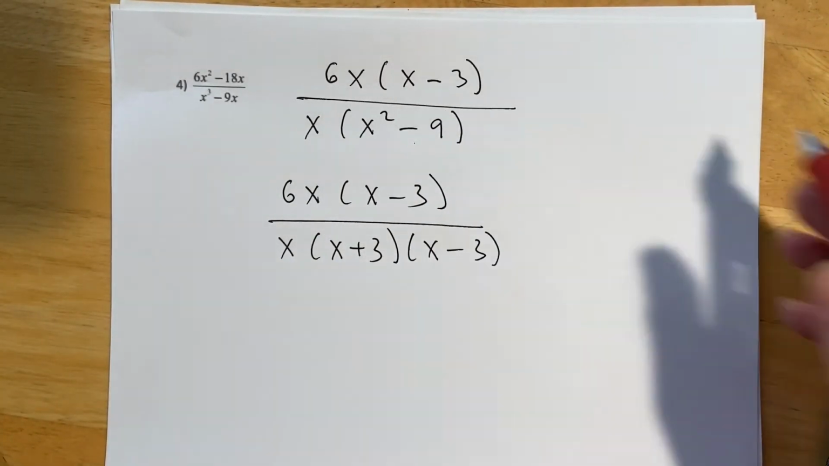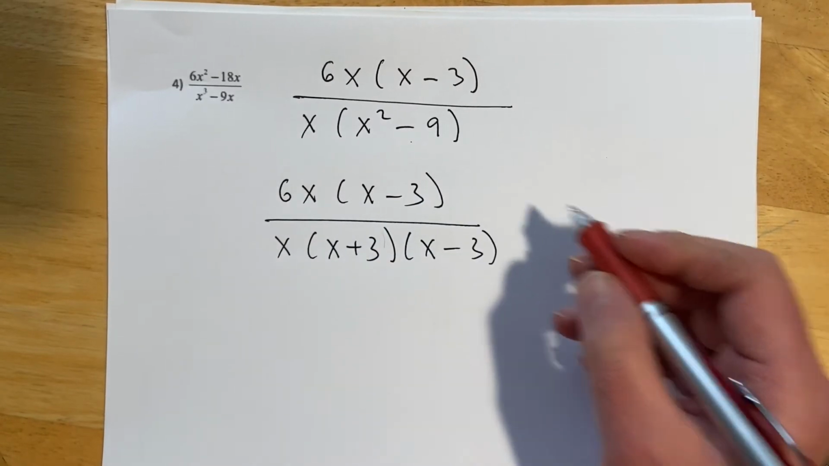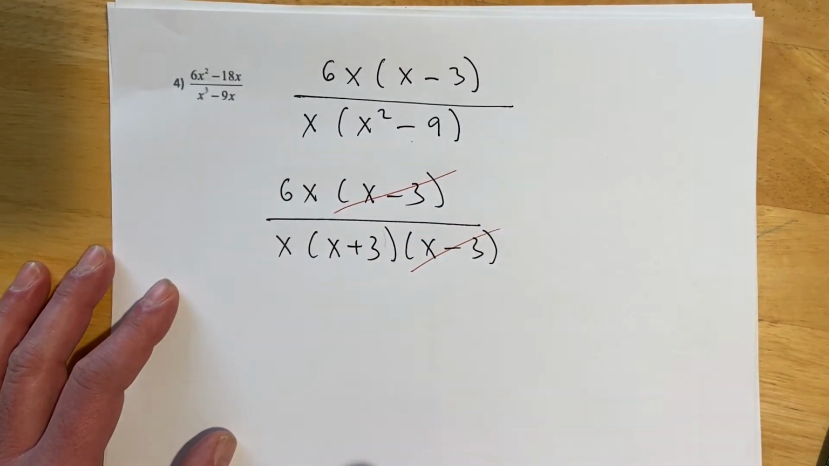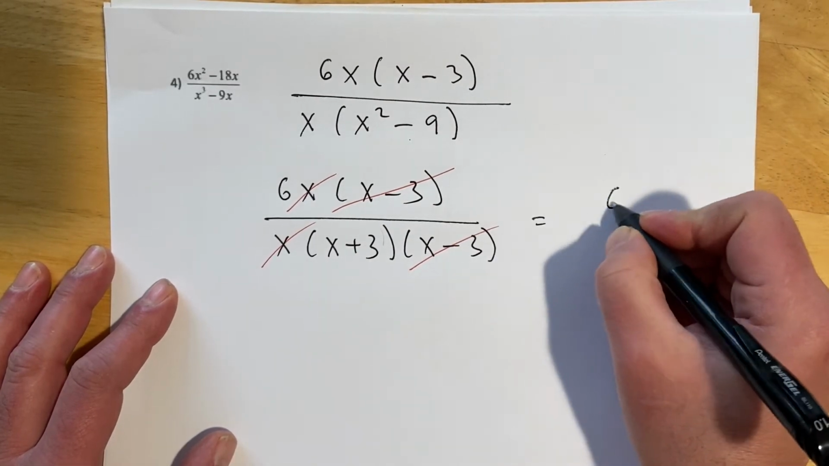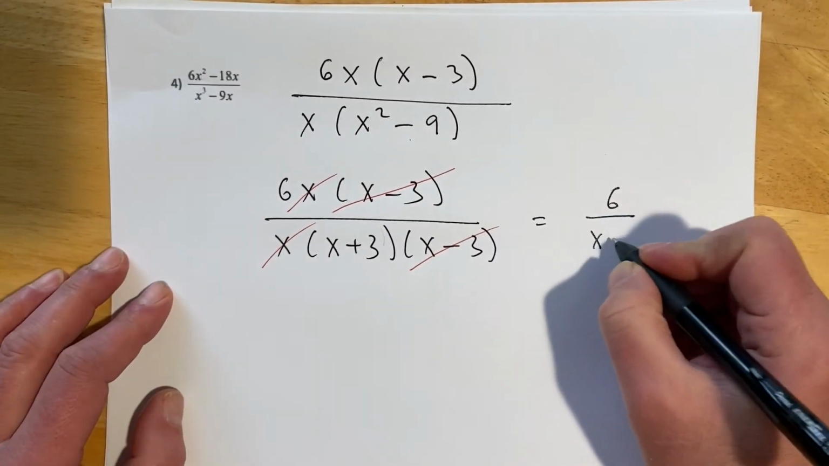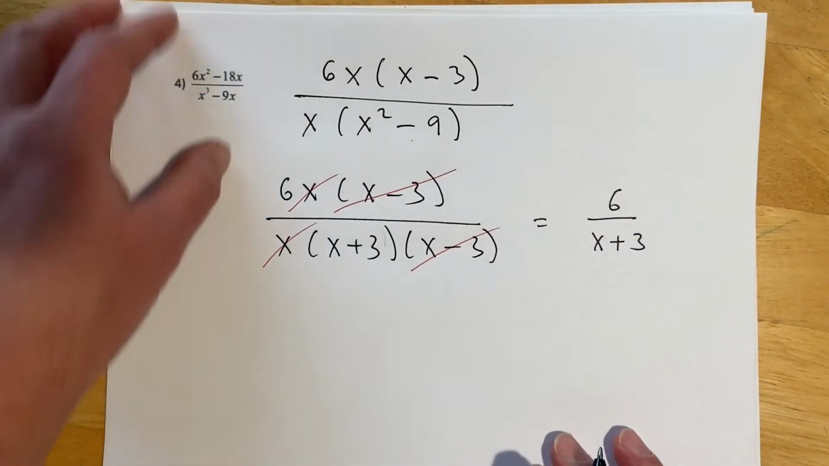And so now that I have everything factored, I'll go ahead and find the common factors. I got x minus 3's in common there, and I have x's in common there. So final for this would be that 6 is left, and then x plus 3.